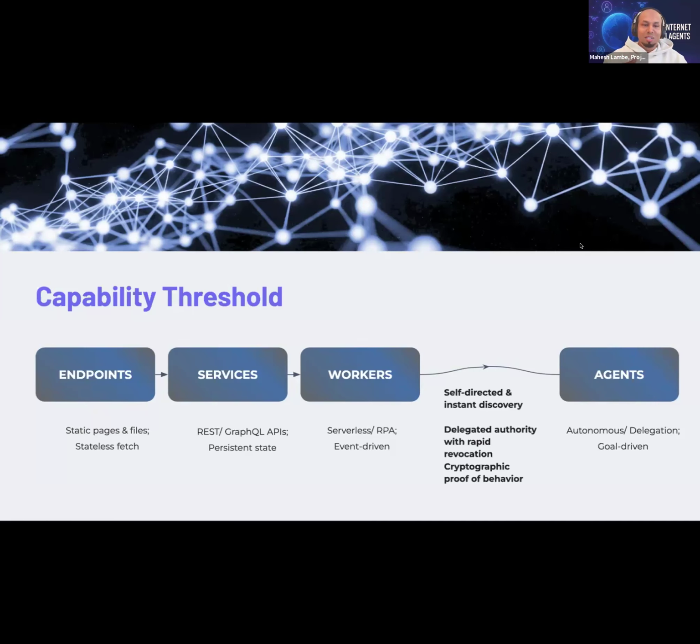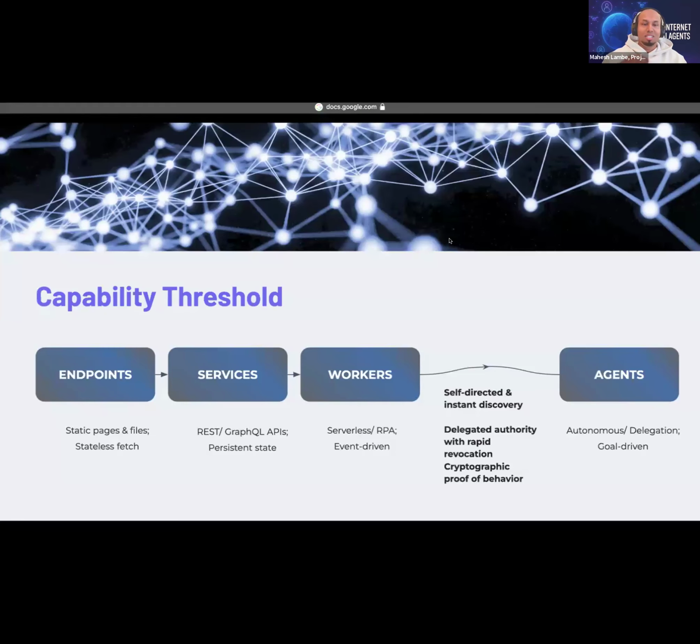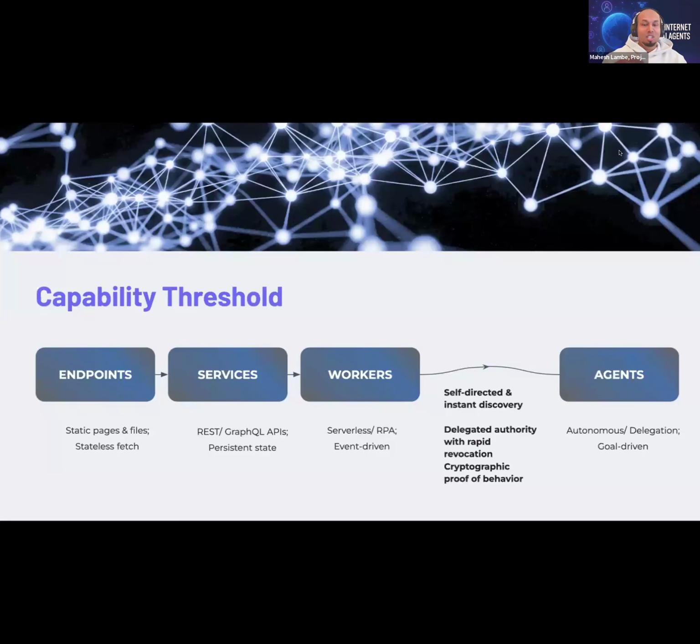But we have crossed into agents, a qualitatively different category. Agents are autonomous, not reactive. They are goal-driven, can spawn sub-agents, delegate authority, migrate between runtimes, and continuously adapt based on memory and feedback. This is a capability threshold, and with it come three hard requirements. One is self-directed and instant discovery. The second is delegated authority and rapid revocation. And the third one is cryptographic proof of behavior to build the trust.